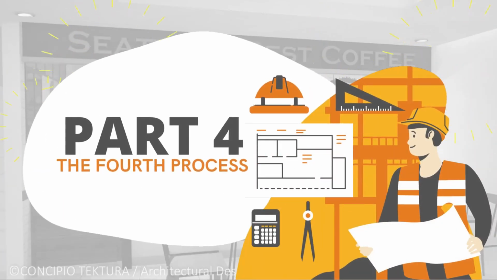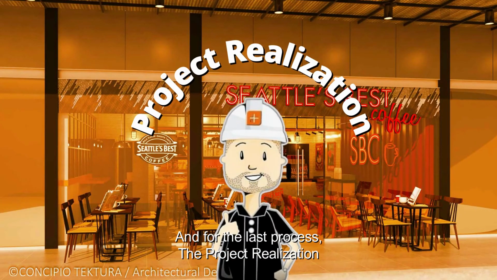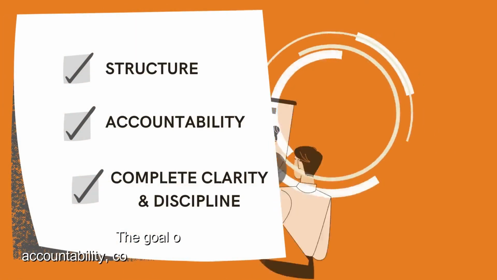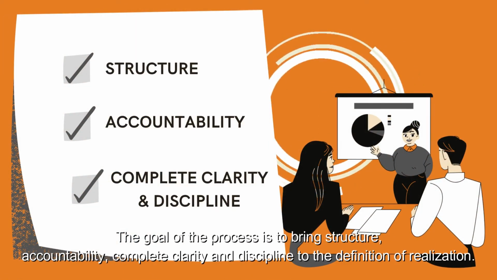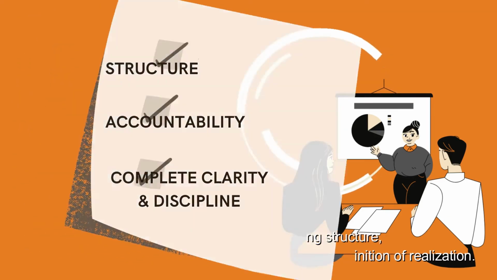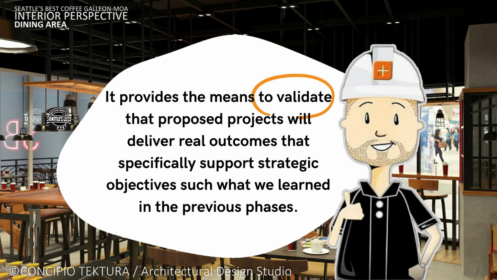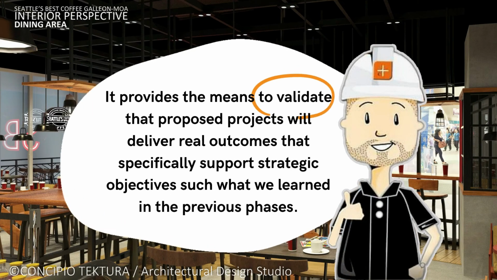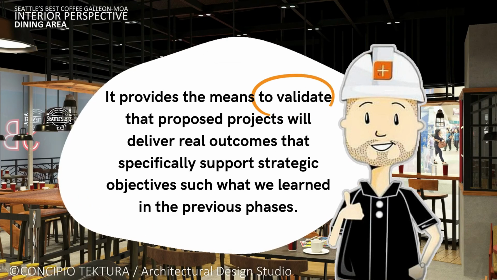Part 4. The fourth process. And for the last process, the project realization. The goal of the process is to bring structure, accountability, complete clarity, and discipline to the definition of realization. It provides the means to validate that proposed projects will deliver real outcomes that specifically support strategic objectives, such as what we learned in the previous phases.